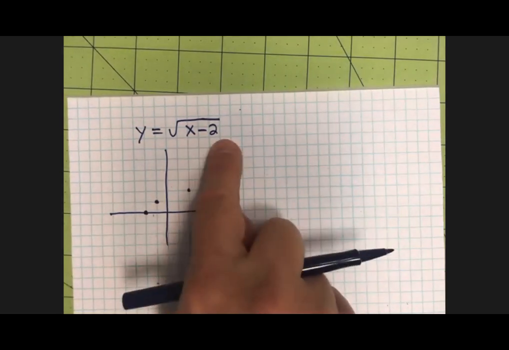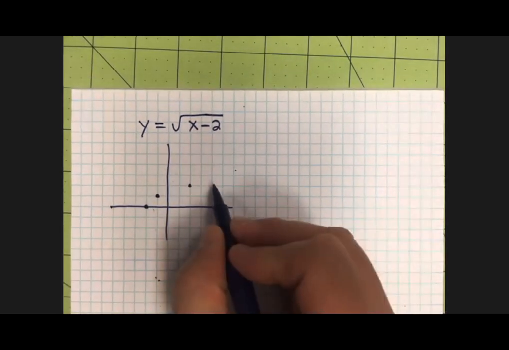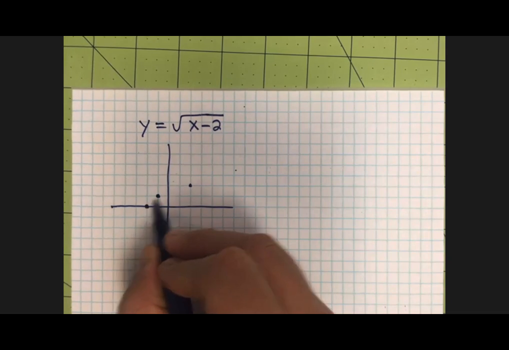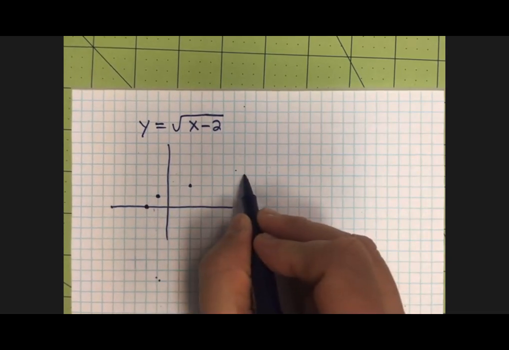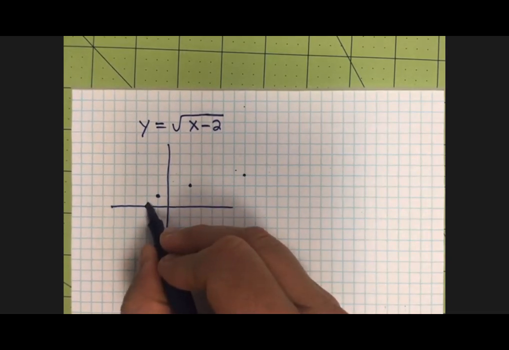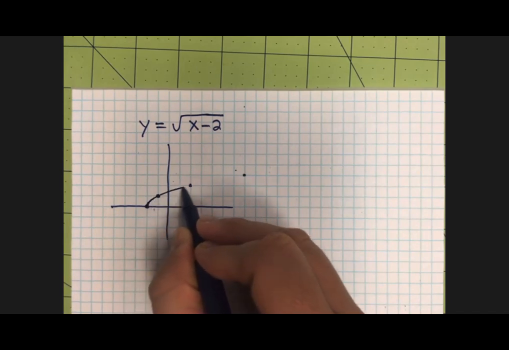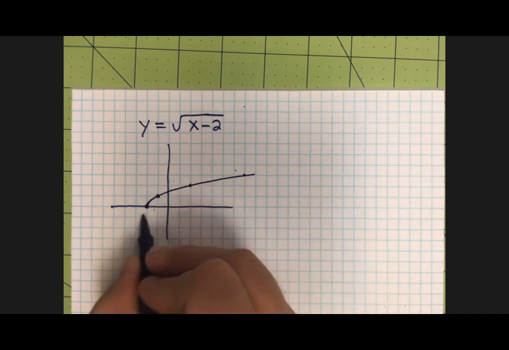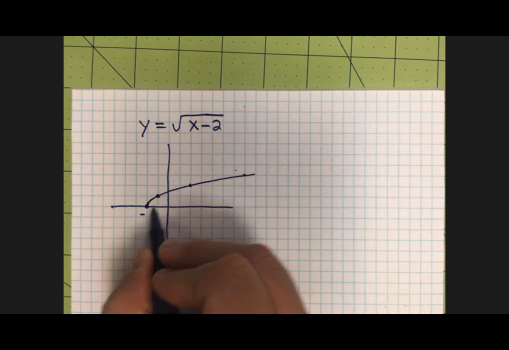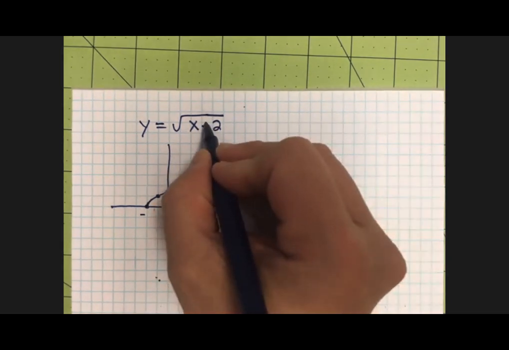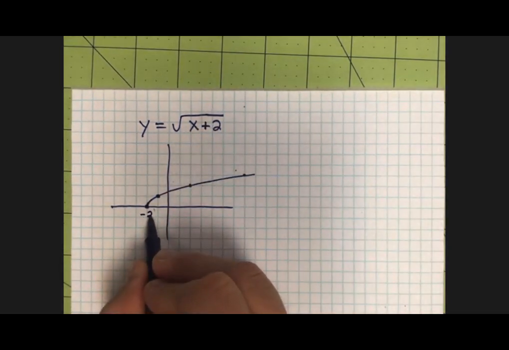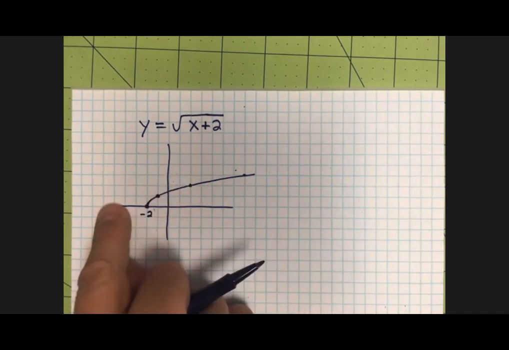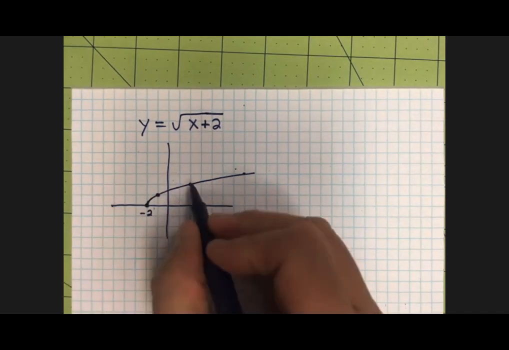So let's graph y equals the square root of x minus 2. It's like half a parabola on its side. In fact, we said that. It's half a parabola on its side. Starting, oh, I got to put a plus sign in there if I want it to start at minus 2. Adding 2 moves it 2 steps to the left.